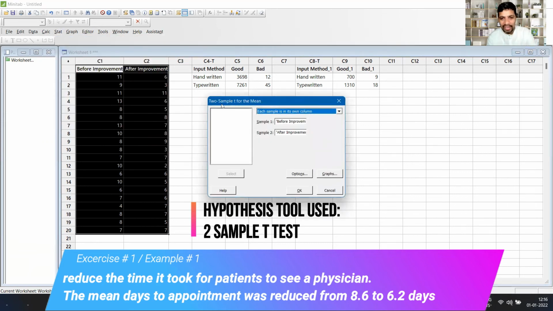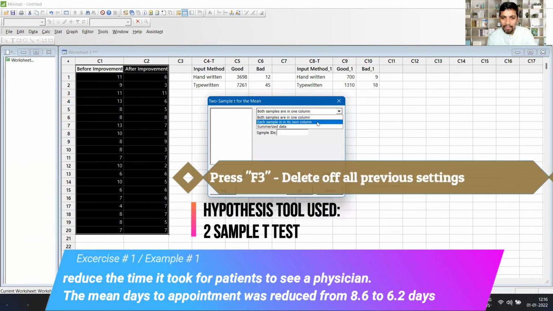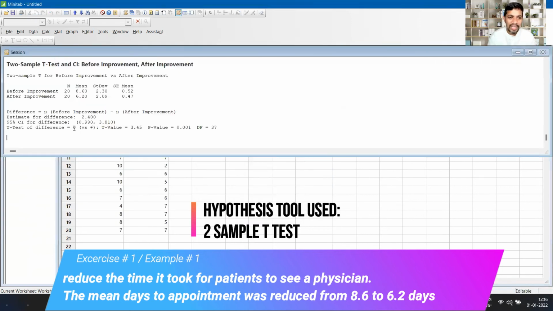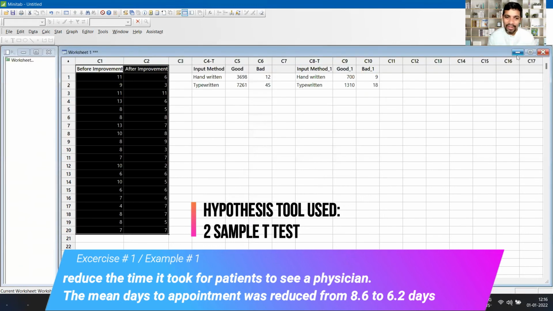I have already given the data. On its own, maybe I will press F3 and do it one more time. Sample 1 is before improvement, sample 2 is after improvement, and I'm going to give OK. See, exactly the same value we got before, and this is the t value, and the p-value we got is 0.001. And the degree of freedom we got is 37. Exactly the same value we got. Let's do the second one now.